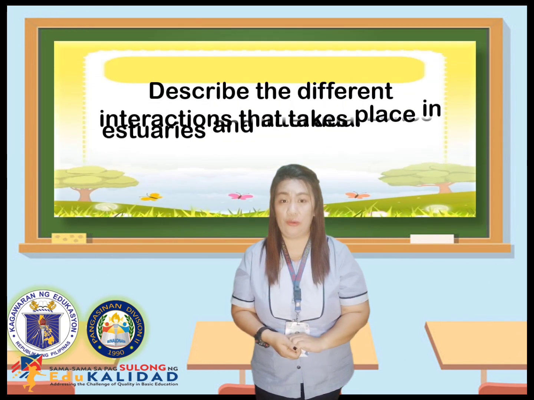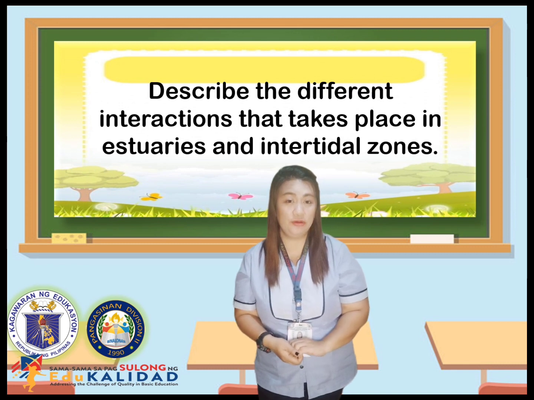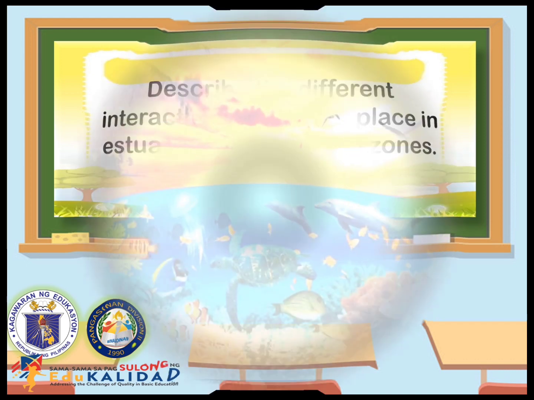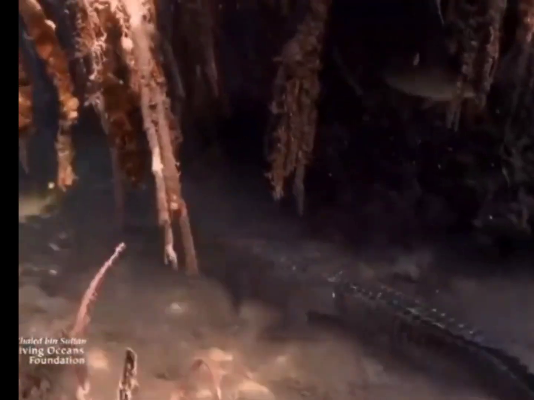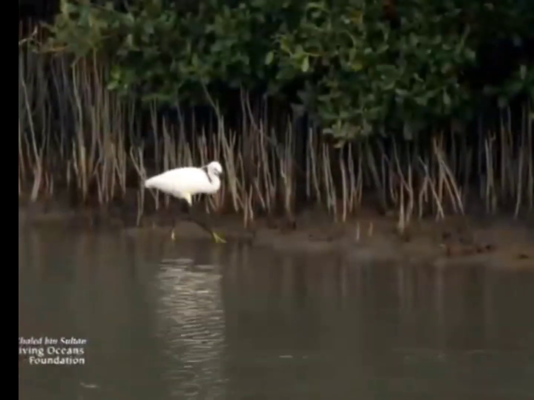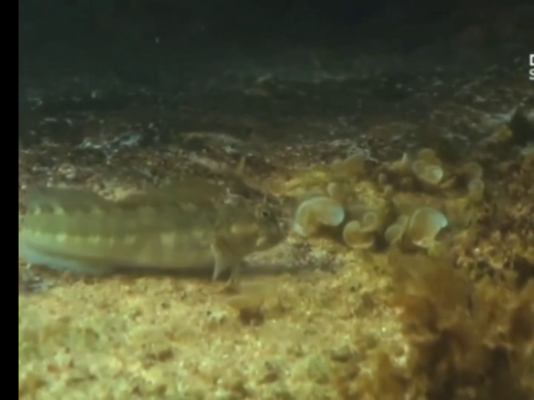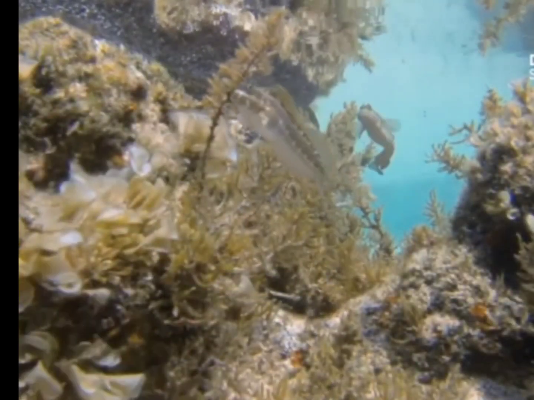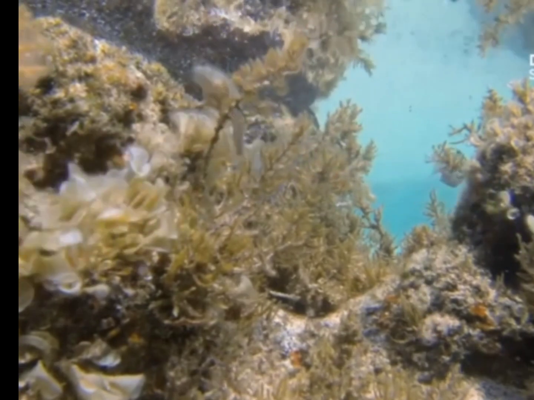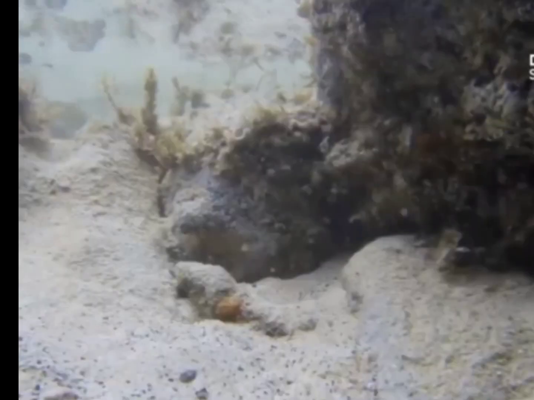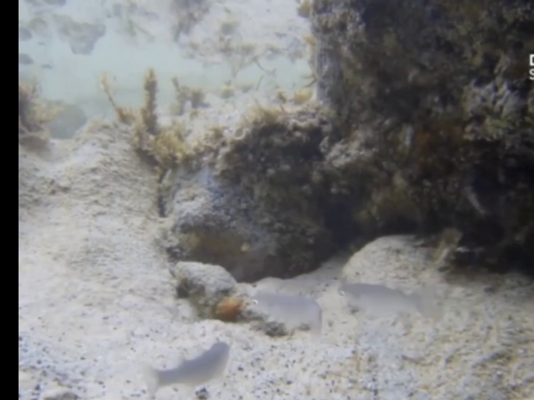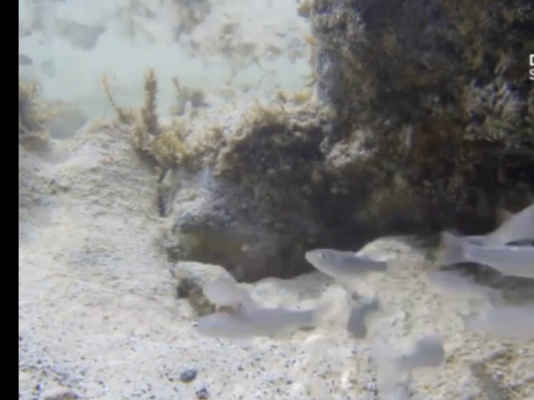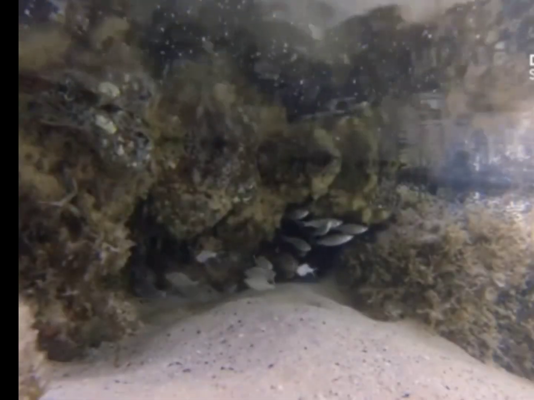Describe the different interactions that take place in estuaries and intertidal zones. Estuaries are made up of many different types of habitats where biotic and abiotic factors are present. Look at this part of the video. How do the biotic or living things and abiotic or non-living things interact? Do they need each other to survive?